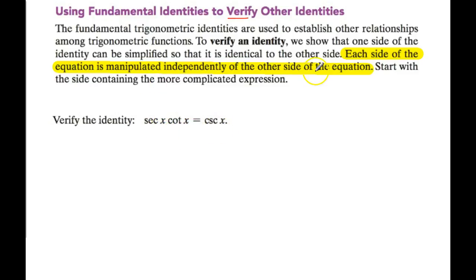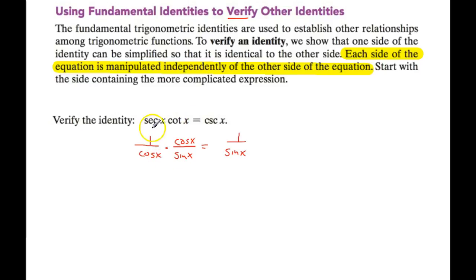Okay. All right, and then it says start with the side containing the more complicated expression. So over here, just because there's two things rather than one, I would use this. Now, secant, cotangent, cosecant, a very common thing to do. It says up here to use the fundamental identities. So a very common thing to do is switch everything to sine and cosine if you don't have any other guess of what to do. So secant is 1 over cosine. Alright, cotangent, if you remember, was cosine over sine. And then cosecant is 1 over sine.